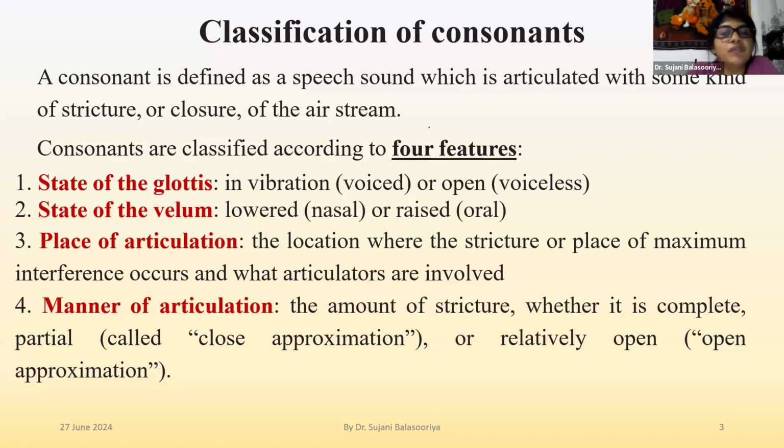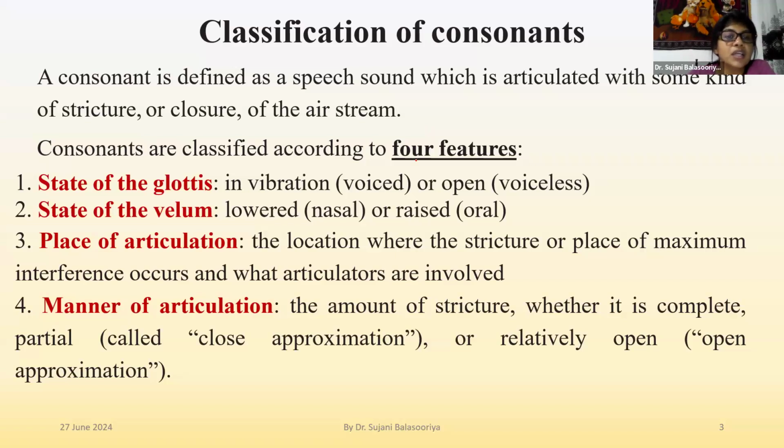Right. So if we look at these four features, you can see state of the glottis is one deciding factor. And another deciding factor. Deciding factor here means a factor that decides what kind of a consonant is going to be produced. State of the velum. And third one, place of articulation. And fourth one, manner of articulation.